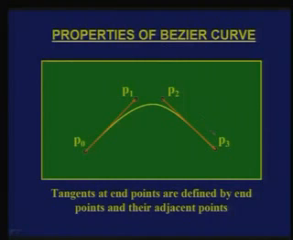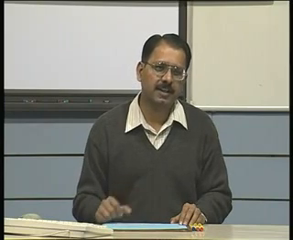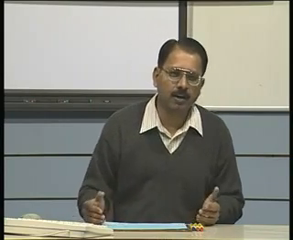Then the slopes, which are first derivatives, are defined by endpoints and one point next to that. The same is true here: the slope at the endpoint is defined by P2 and P3. Now this property is not restricted to endpoints or slopes. It can be extended to higher derivatives also. That means the second derivative of the curve at the endpoints is completely defined by the last 3 points. If I take P0, P1, P2, they will completely define the second derivative, or more commonly what you call curvature.